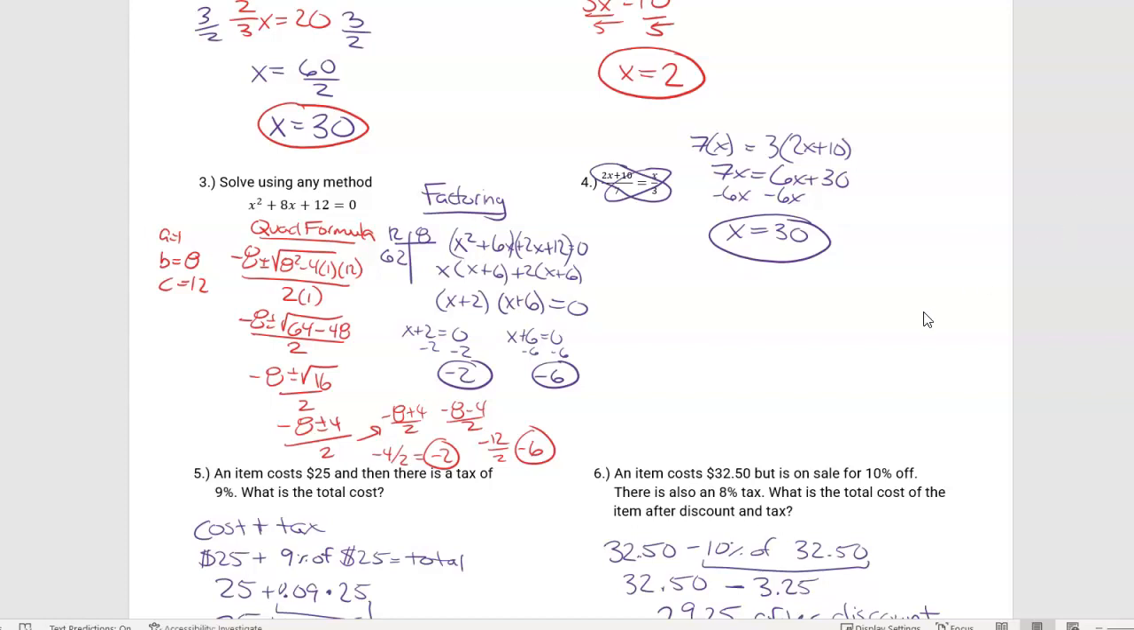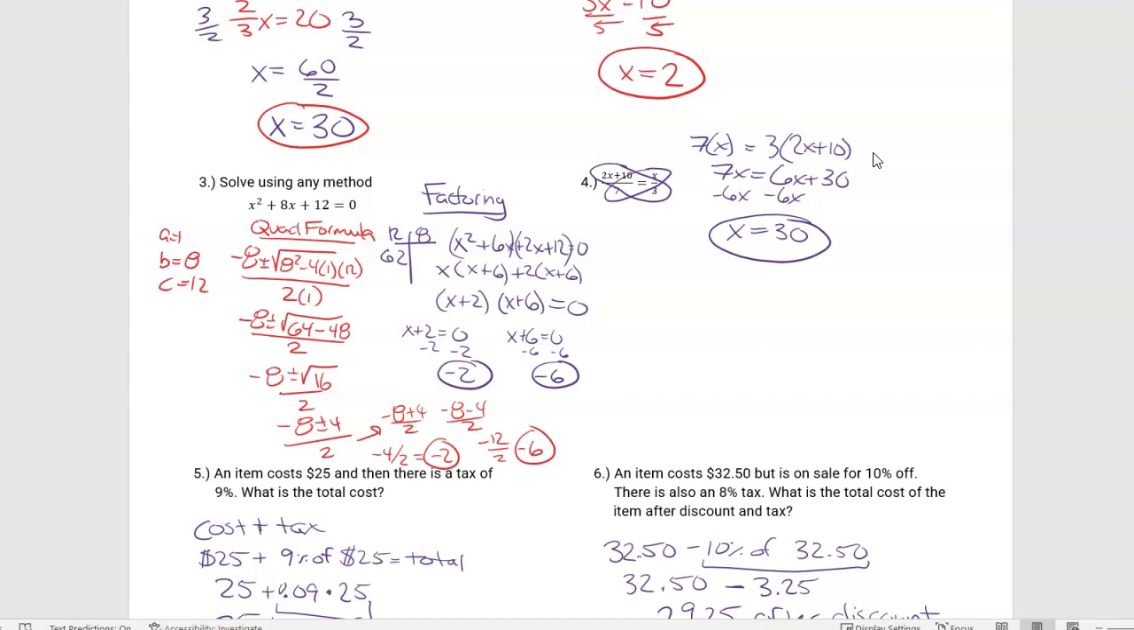Now on number 4, when you cross multiply here, you end up getting the 2x plus 10 times 3, and you needed to remember to distribute. Then you would have 7x on the other side. So when you solve, you subtract your 6x from both sides, you end up having x equals 30. And you could check your answer by substituting back in as well.